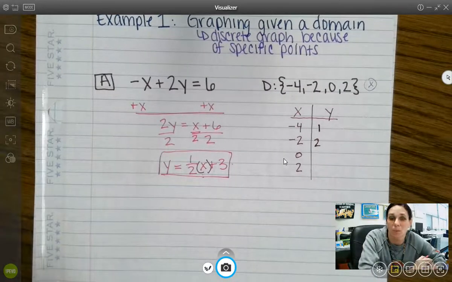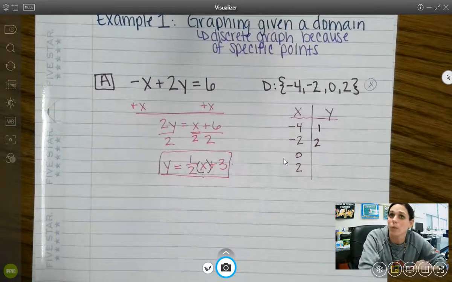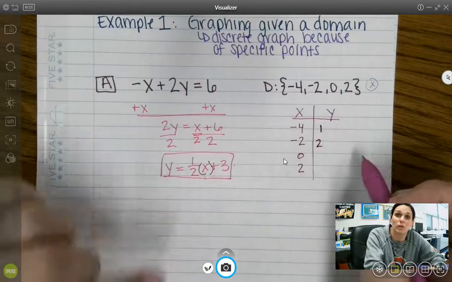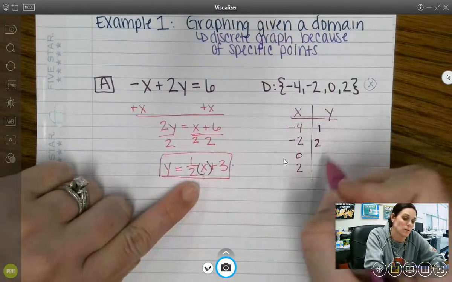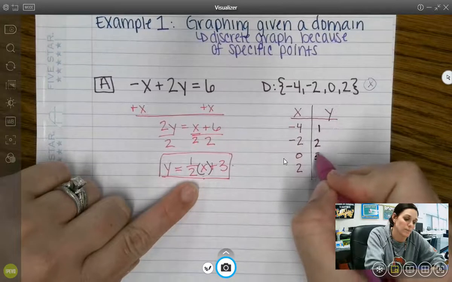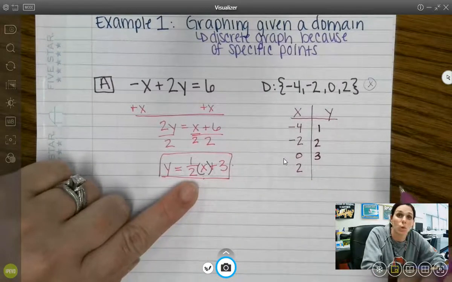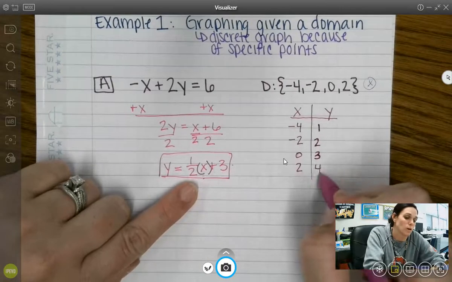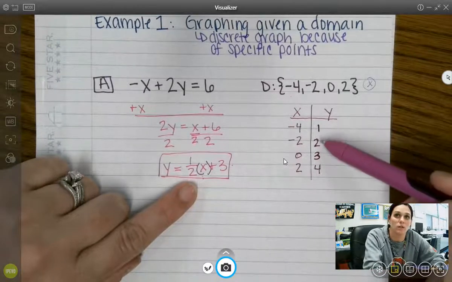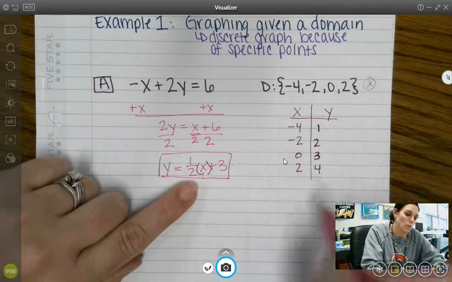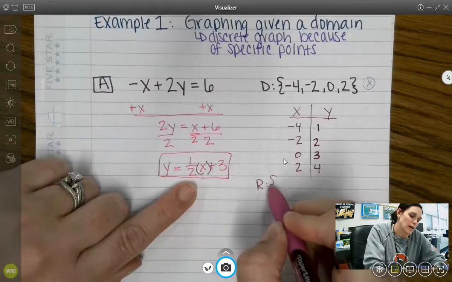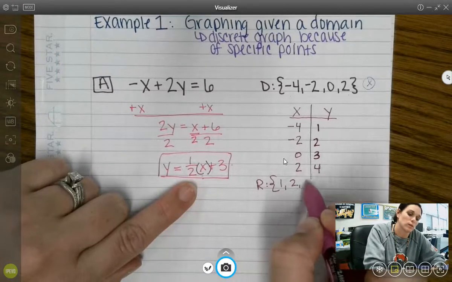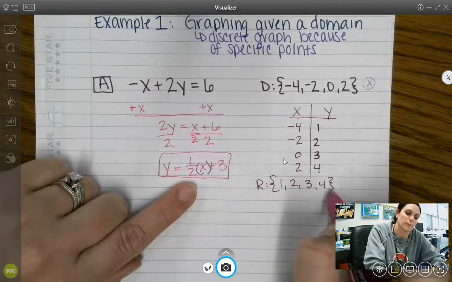And go ahead and tell me, what would it be if I plugged in 0? And what would it be if I plugged in the number 2? So if I plugged in 0, 0 times anything is 0, plus 3 is 3. Half of 2 is 1, and 1 plus 3 is 4. So here I should have gotten the answers of 1, 2, 3, and 4. So if it said, well, what is your range? I could say 1, 2, 3, and 4.